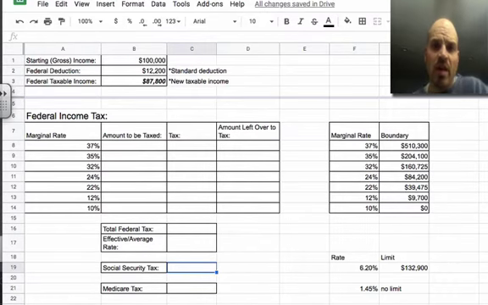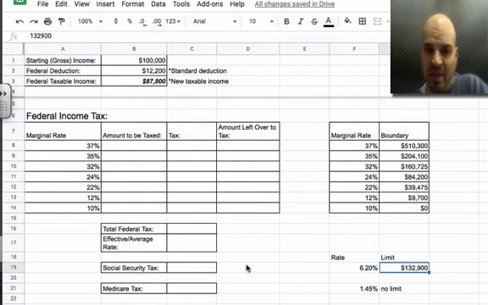So now we're going to talk about computing Social Security tax. So we learned about what Social Security was in the last video and how the program works. And workers are taxed to pay for that program. So how does this work? Well, every worker is taxed at a rate of 6.20% of their gross income up to a limit of $132,900. So we'll talk about how to implement this in a minute.